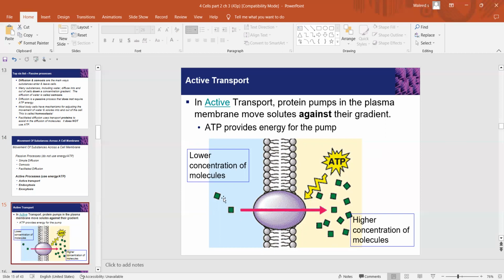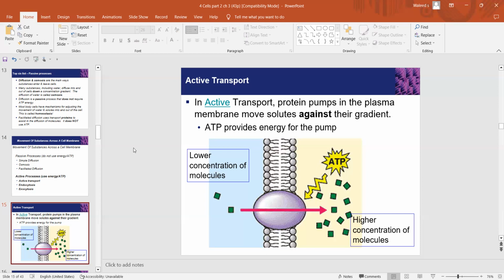Look at this. There is lower concentration here and higher concentration here. Remember in diffusion, we said you move from high to low. Now it's the opposite. You move from low to high, so you are squeezing yourself into this high concentration. That's why it is active. What should I remember about active? Against the concentration gradient, from low to high. You have to remember this.